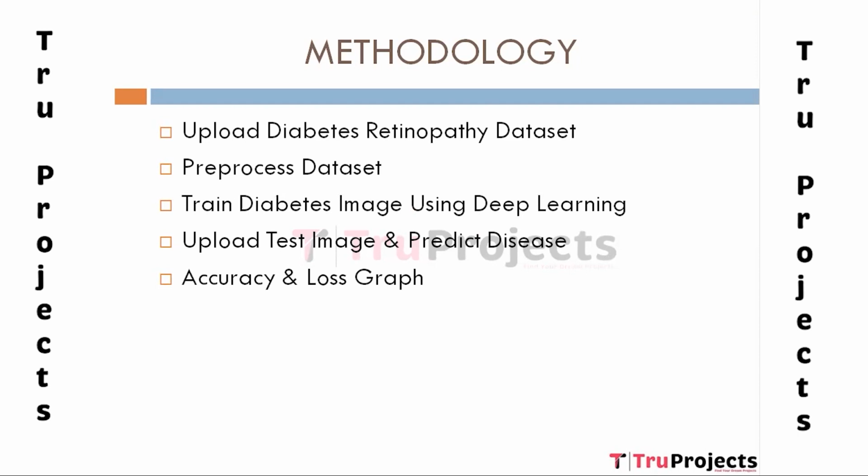Next module, train diabetes images using deep learning model. Using this module, we will train the images with the Inception V3 algorithm. Then the next module, upload test image and predict disease. After training the model, we will upload new test images and then the Inception model will predict which disease the test image belongs to in the dataset. Then the next module, accuracy and loss graph. Using this module, we will plot the graphical representation of the accuracy of the deep learning algorithms.